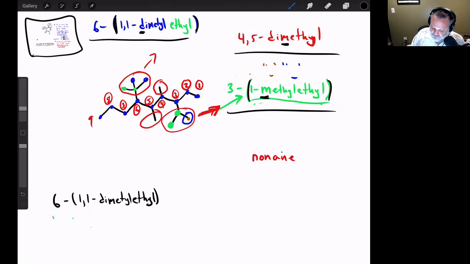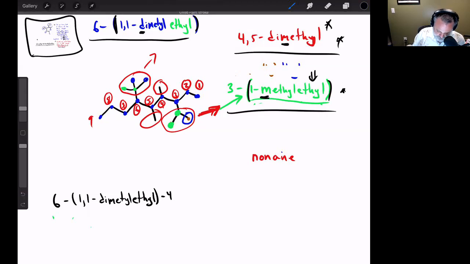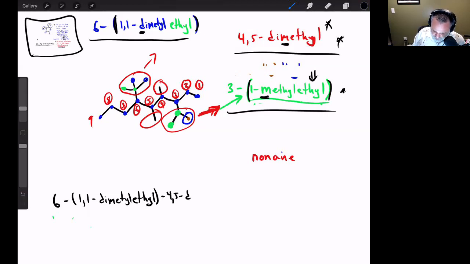That's the first one. So now which one is next? This one or this one? Well, it goes methyl, M-E-T-H-Y-L. So does this one, M-E-T-H-Y-L. But then there's some other letters after methyl. So this one comes first. This one would be the next one in the dictionary. So it's 4,5-dimethyl. 3, 1-methyl-ethyl. Now close the parentheses, but no other breaks. Nonane.